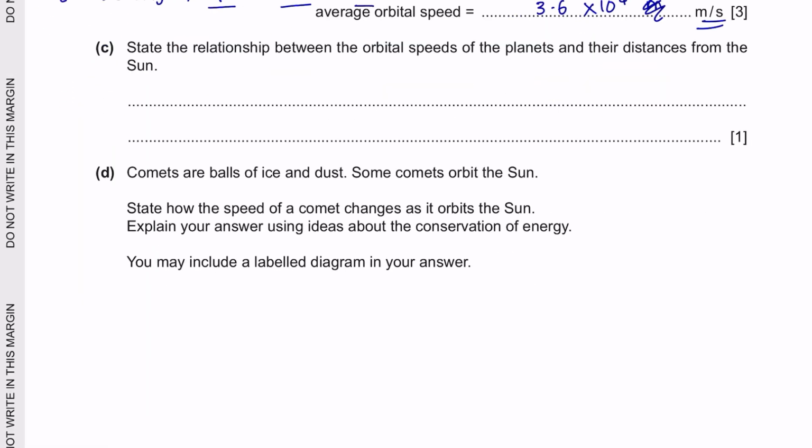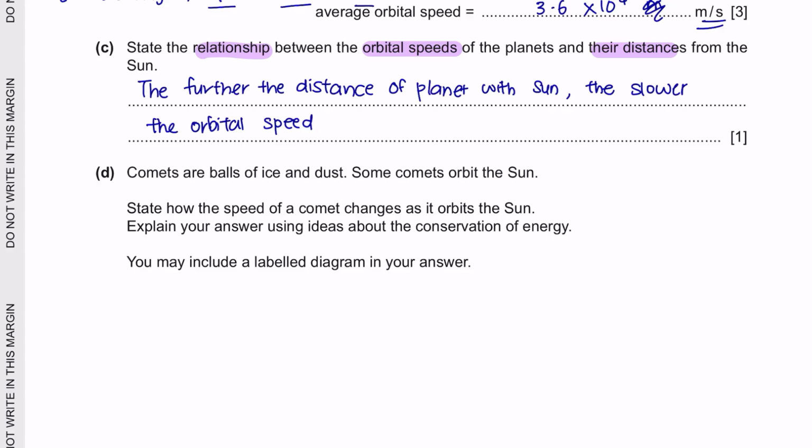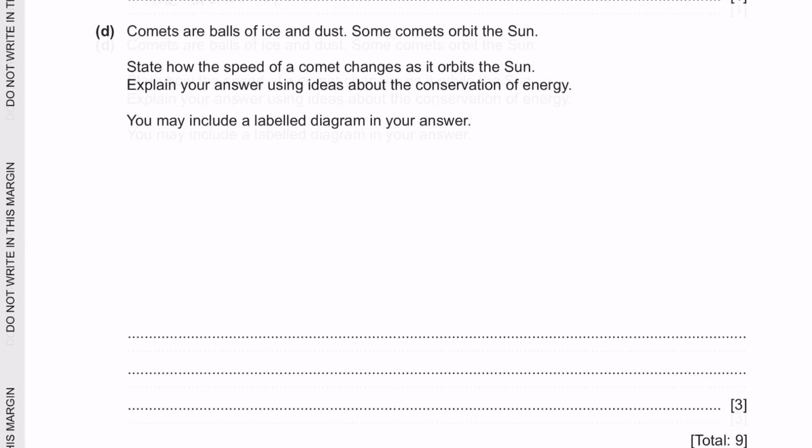Question C. State the relationship between the orbital speeds of the planets and their distances from the Sun. The further the distance of the planet from the Sun, the slower the orbital speed. Question D. Comets are balls of ice and dust. Some comets orbit the Sun. State how the speed of a comet changes as it orbits the Sun. Explain your answer using ideas about the conservation of energy. You may include a labeled diagram in your answer.